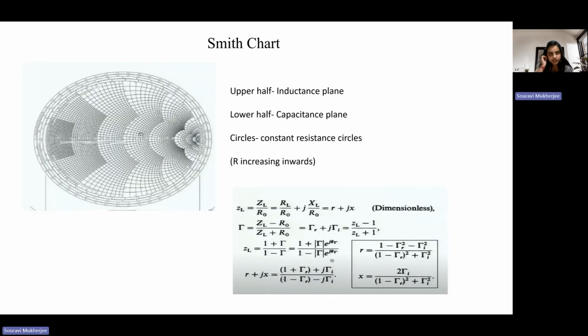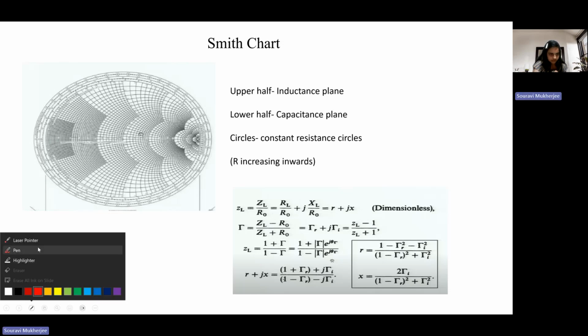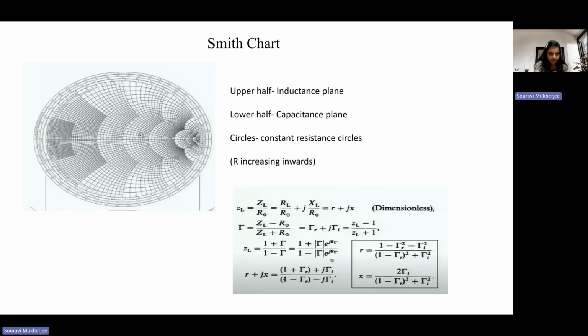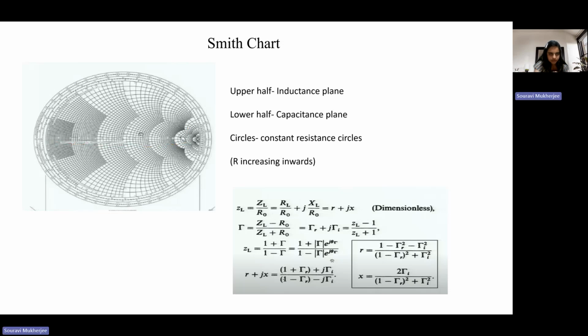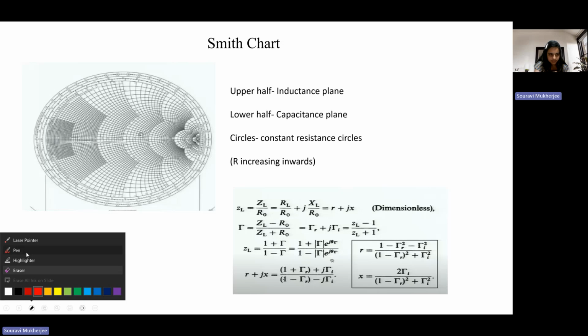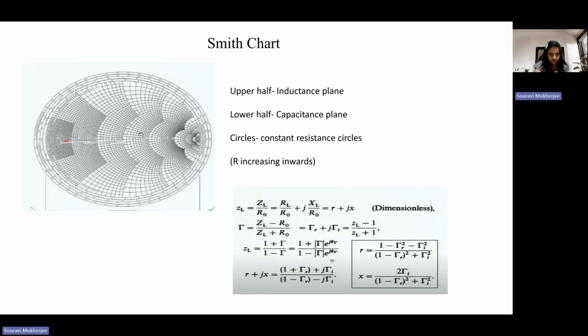Now, this is how a typical Smith chart looks. As you can see here, there is this line, the diametric line, which should be a straight line. And then you have some things above and you have some things below, right?